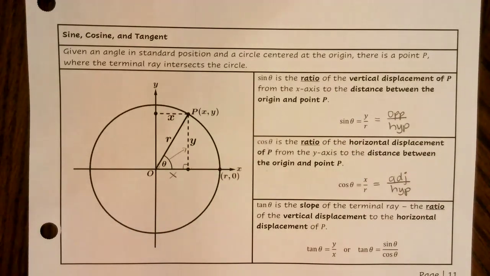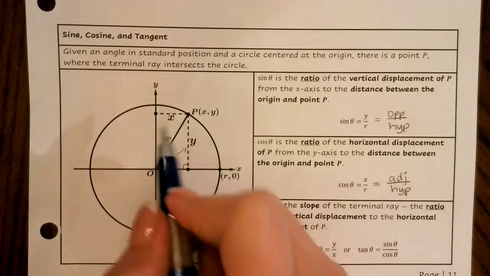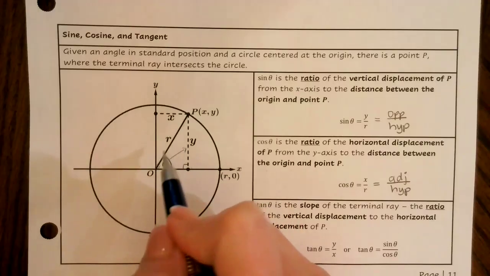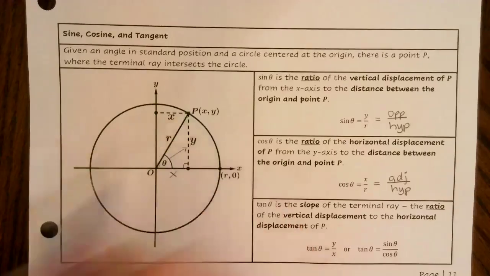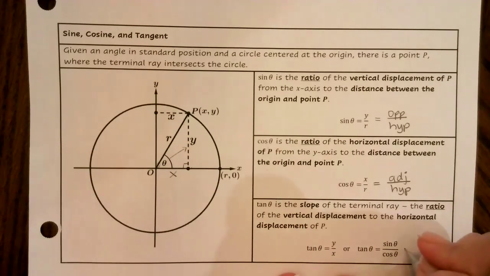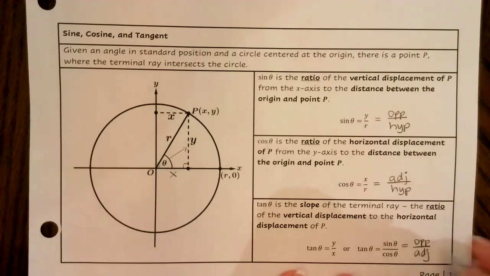And then the last one that you learned in geometry was the tangent. It is the slope of the terminal ray, the ratio of the vertical displacement to the horizontal displacement of P. So the word slope is in there. Remember rise over run from Algebra 1? That's basically what it's telling you. Tangent is the slope. It is the rise over the run right there. So that's my y over x. Also known as the opposite over the adjacent from geometry.